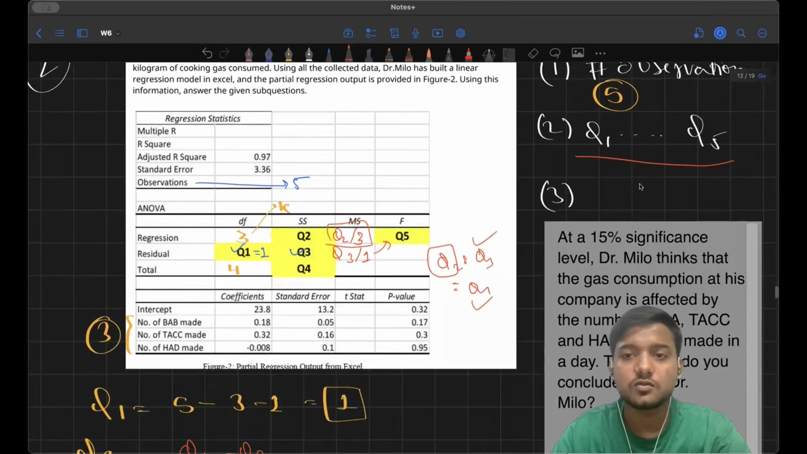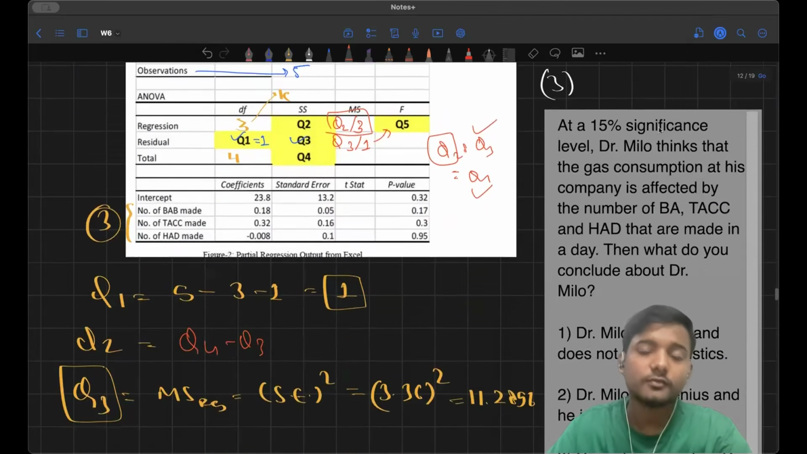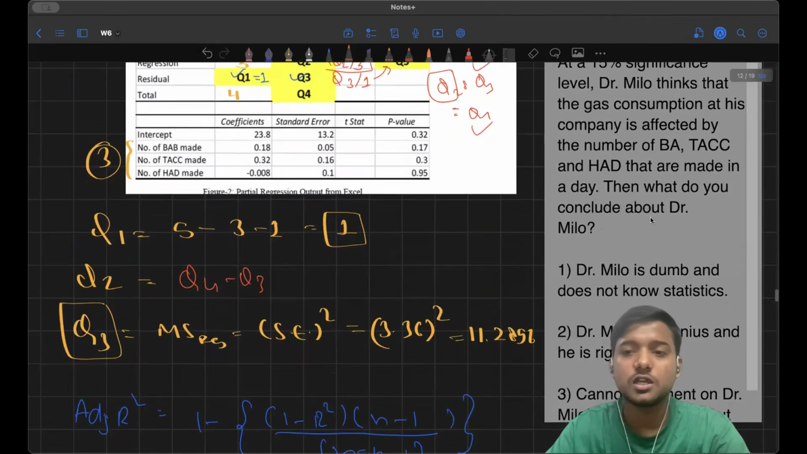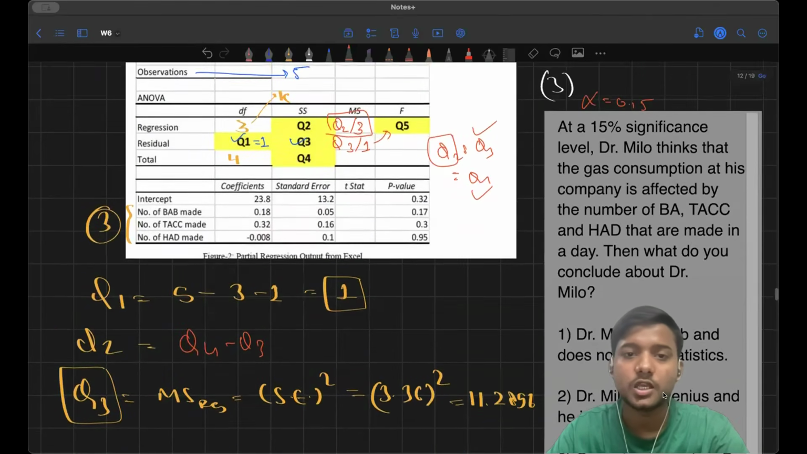And then coming to the third question. At 15% significance level, that means alpha is equal to 0.15, right? Dr. Milo thinks gas consumption at his company is affected by a number of items, like cake and some drinks made in a day. Then what do you conclude about Dr. Milo? Dr. Milo is dumb, does not know statistics. Dr. Milo is genius, he is right. Cannot comment on Dr. Milo's conclusion.